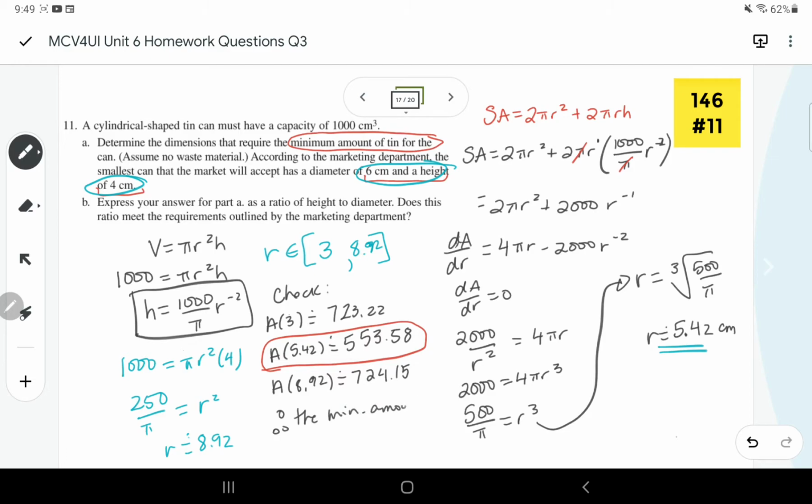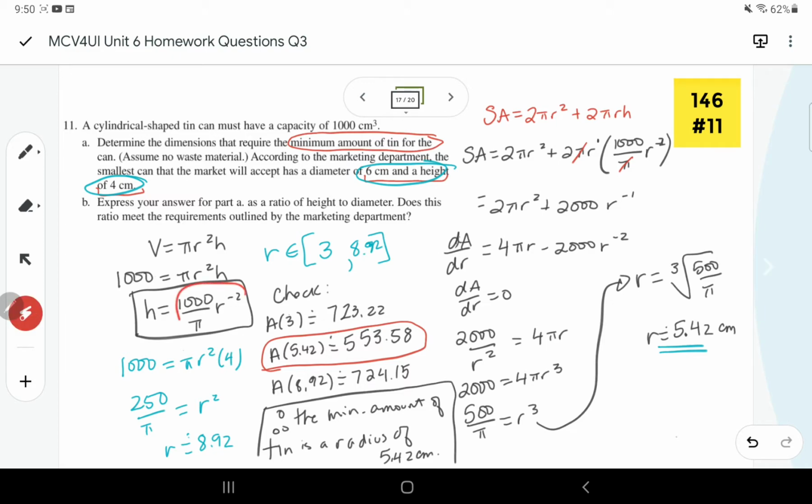So therefore, the minimum amount of tin is a radius of 5.42 centimeters. And we could figure out if it asks for the height there. Of course, you could just sub that in and find the height.